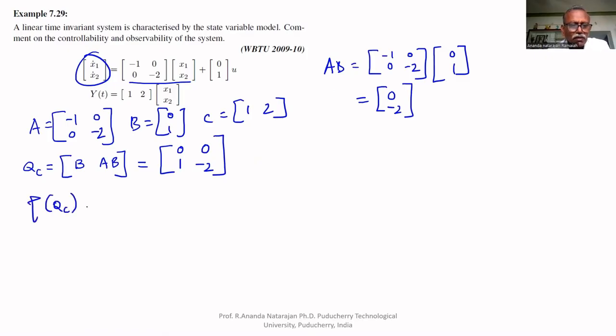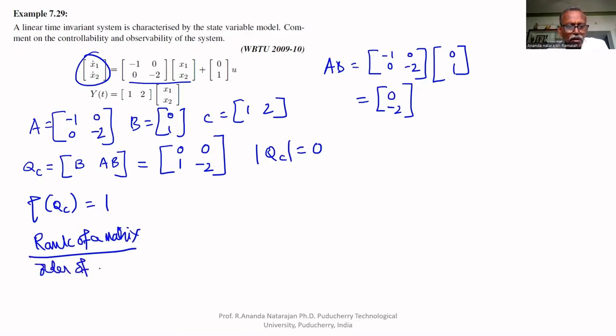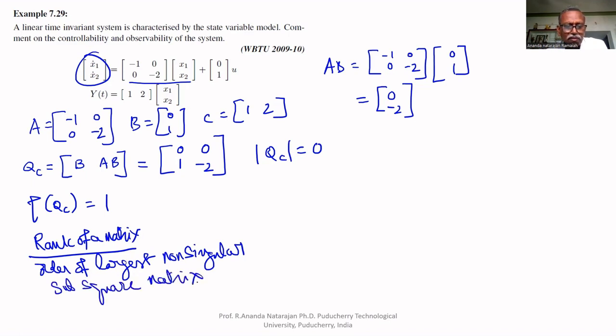What is the rank of this? Rank of QC equals 1, because the determinant of QC equals 0. What is the definition for rank of a matrix? The rank of a matrix is the order of the largest non-singular sub-square matrix.